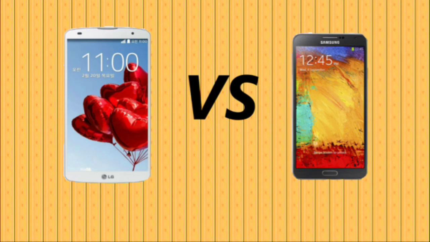So yes, in terms of the thickness on both devices, the Galaxy Note 3 Neo is thicker as compared to the G Pro 2, at about 8.6mm versus 8.3mm on the G Pro 2. And also in terms of the weight, we get 172 grams on the G Pro 2 versus 10 grams lighter, 162 grams, on the Note 3 Neo.